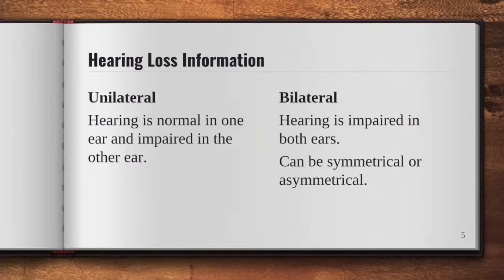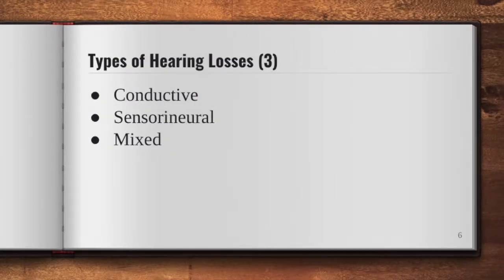This can be symmetrical or asymmetrical. There are 3 major types of hearing losses: conductive, sensorineural, or mixed. A conductive hearing loss is a hearing loss where there is a problem sending sound waves along the route through the outer ear, eardrum, or middle ear.